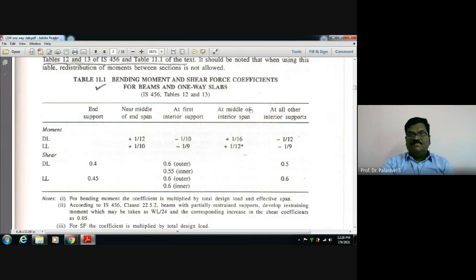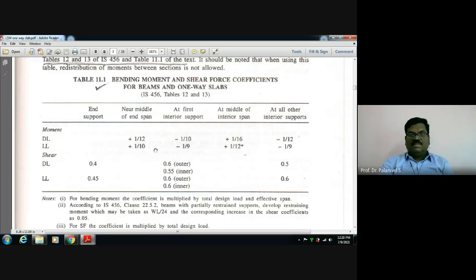At the mid of the interior span, the bending moment is plus 1 by 16, which means WL square by 16, where W is the weight per unit run. WL square by 16. At all other interior supports, that means near the beams, the interior beams, where the beams are spaced, the bending moment is WL square by 12. The bending moment is hogging, that's a negative sign. Minus WL square by 12.